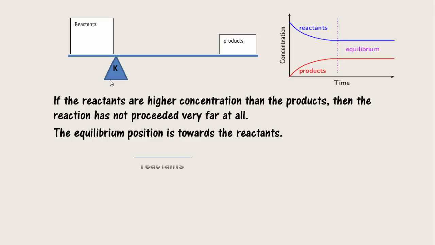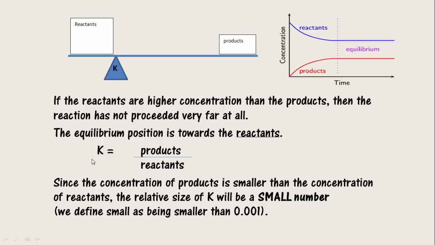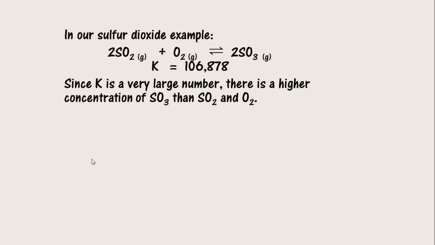If we take into account our equilibrium expression, of course the concentration of the reactants is higher, so if you have a high number on the bottom and a small number on the top, K will come out small. Since the concentration of the products is smaller than the concentration of the reactants, the relative size of K will be a small number. And of course, we define small as being smaller than 0.001, as this accounts for the differences in stoichiometry of reactants. Almost there. Let's see how this applies to two examples to finish off.